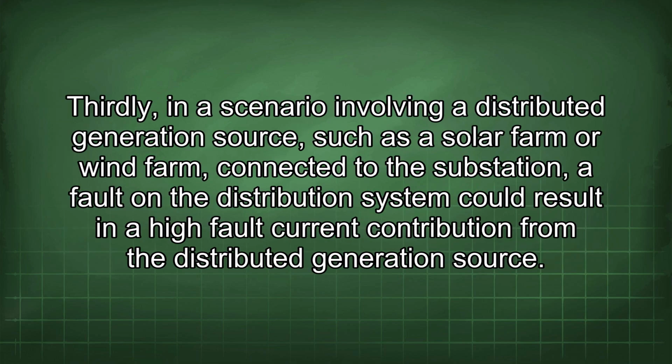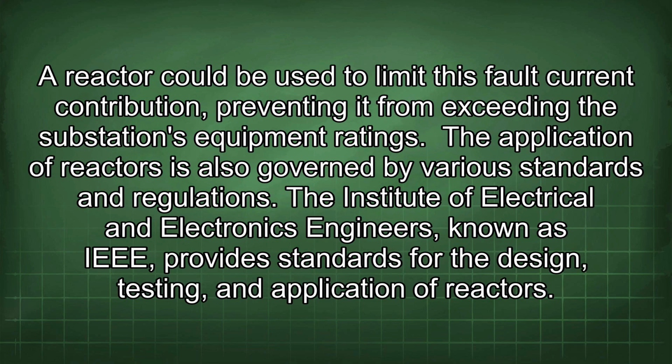Thirdly, in a scenario involving a distributed generation source, such as a solar farm or wind farm, connected to the substation, a fault on the distribution system could result in a high fault current contribution from the distributed generation source. A reactor could be used to limit this fault current contribution, preventing it from exceeding the substation's equipment ratings.